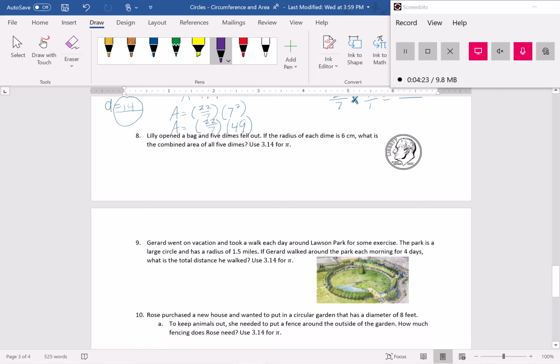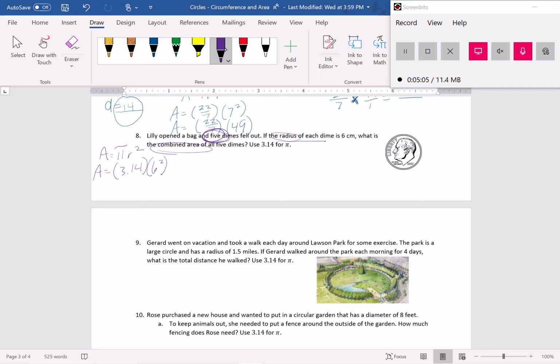Lily opened a bag and 5 dimes fell out. If the radius of each dime is 6 centimeters, what is the combined area of all 5 dimes? You have to read the story and think about it. If we're looking for area, you need the area formula. We know pi. What's the radius? 6. Where does the 5 come in? It doesn't go in your formula at all.